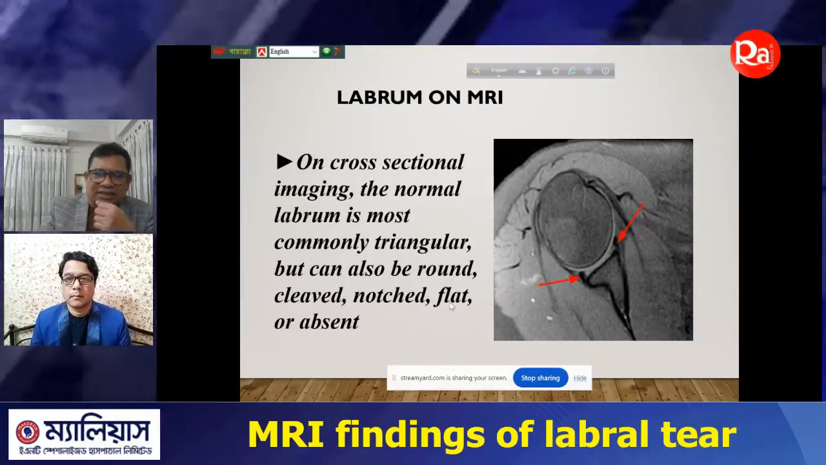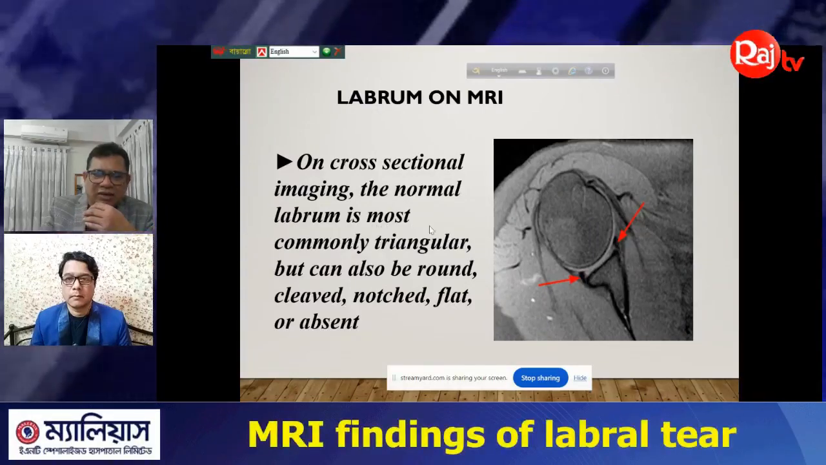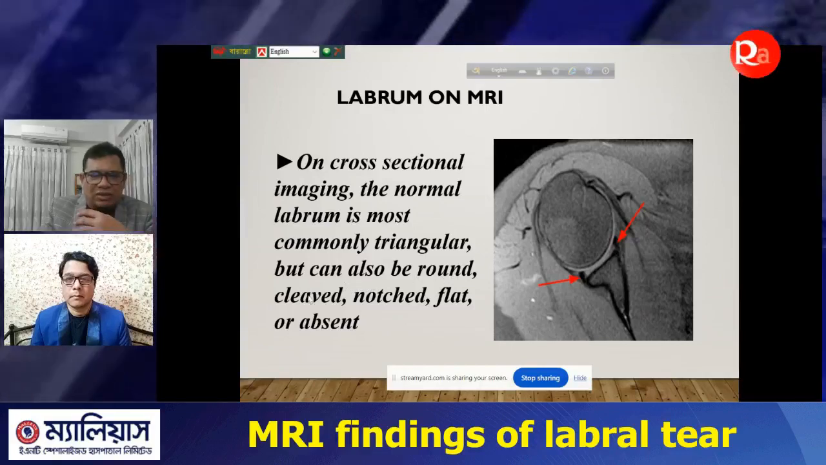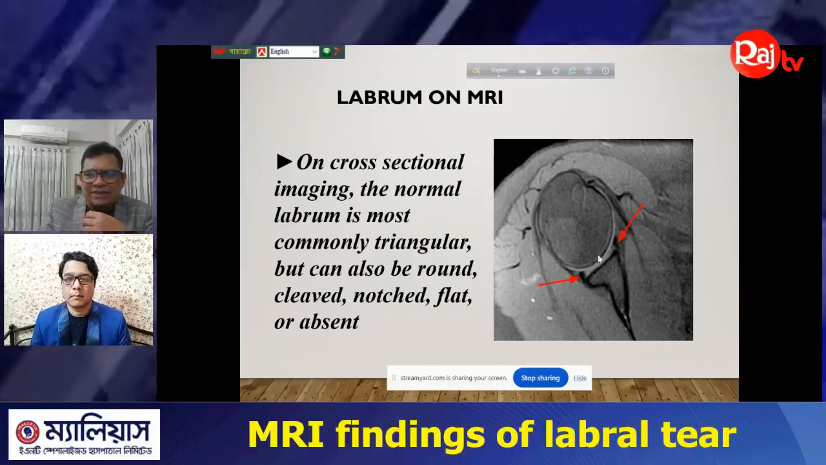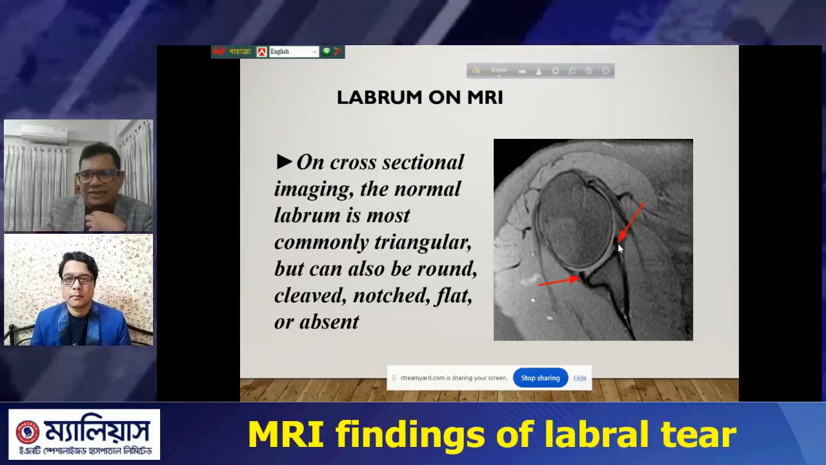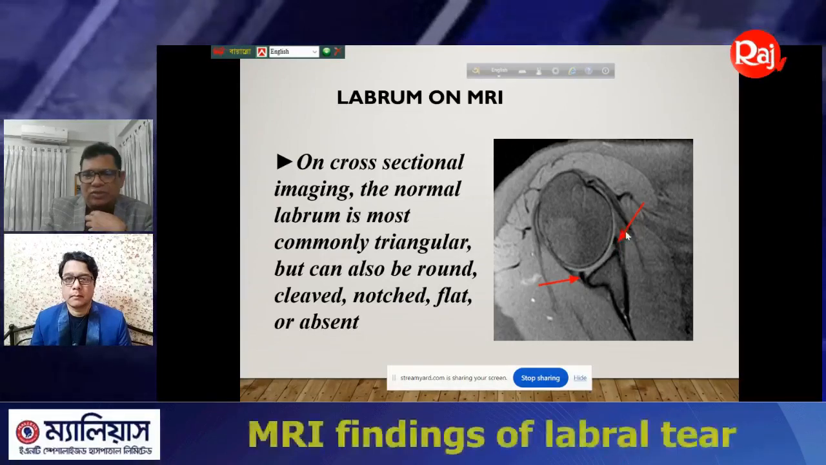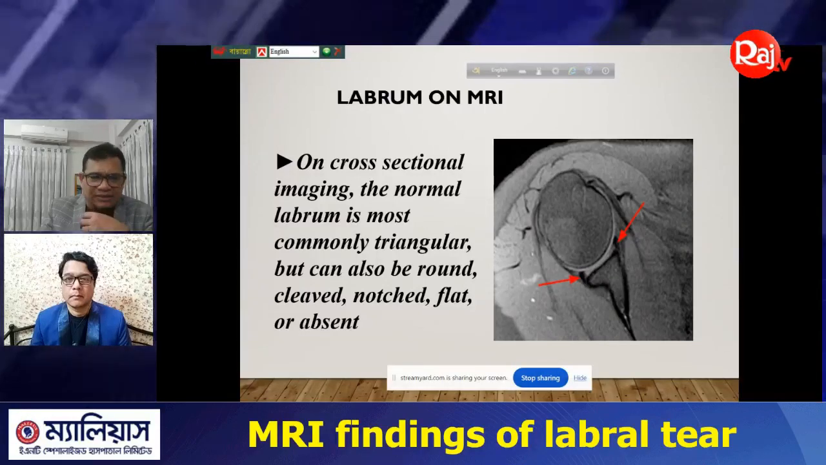On cross-sectional imaging, the labrum may be triangular, round, clipped, notched, flat, or absent. Most of the time, it is triangular in cross section. In the axial cut, we can see the anterior labrum and the posterior labrum. Both are triangular in cross section.